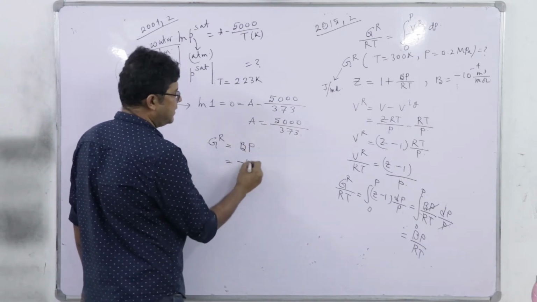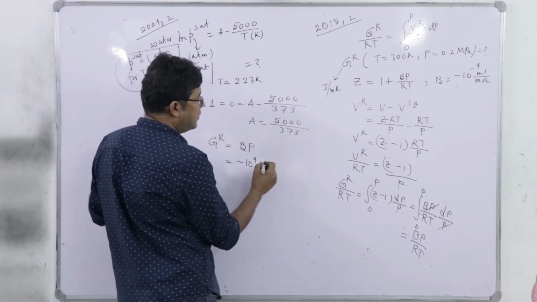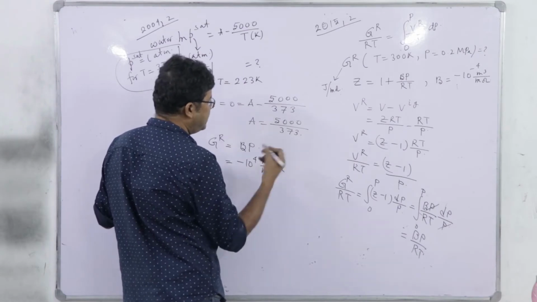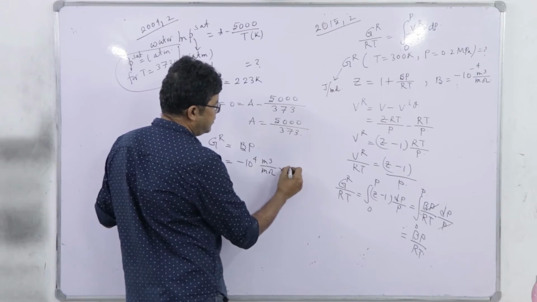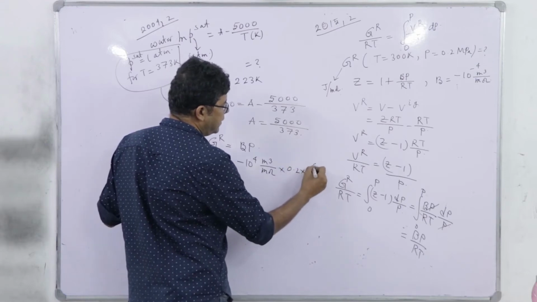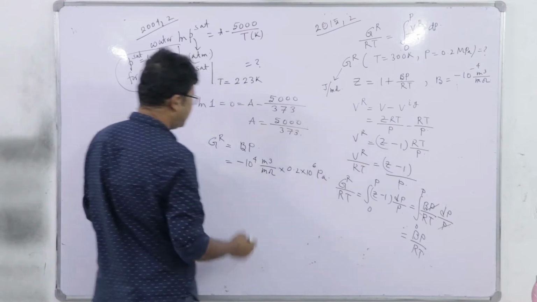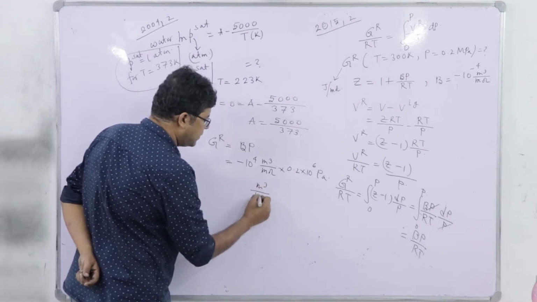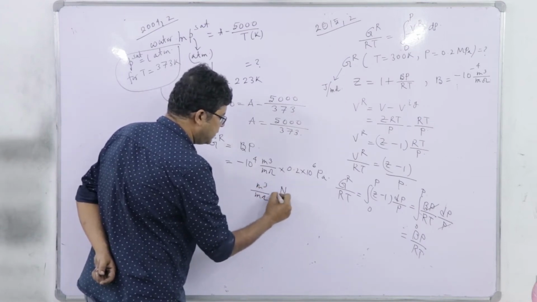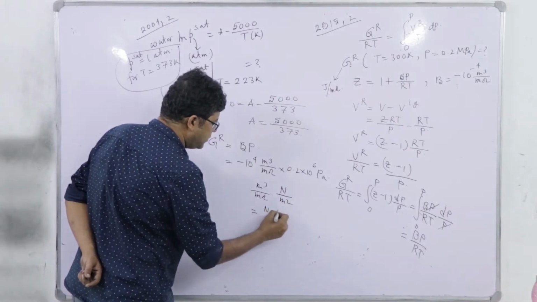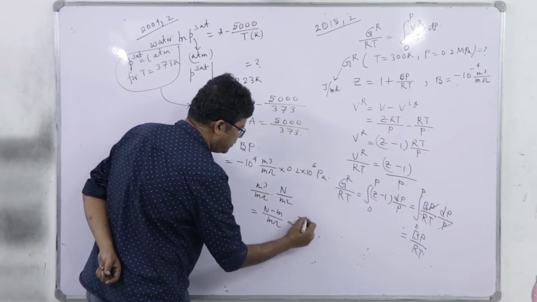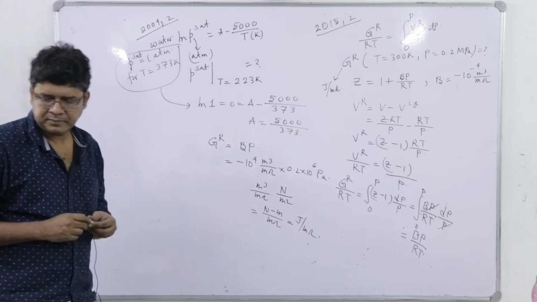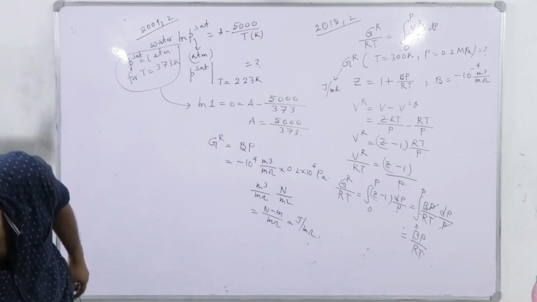So B is minus 10 to the power 4 meter cube per mole, multiplied by P. P is 0.2 into 10 to the power 6 Pascal. So from there I will get joule per mole. Why? Let's check. Meter cube per mole and this is Pascal, which is Newton per meter square. So Newton into meter per mole, which is joule per mole. So you are getting this GR as B into P. This GATE 2015 2 marks problem.